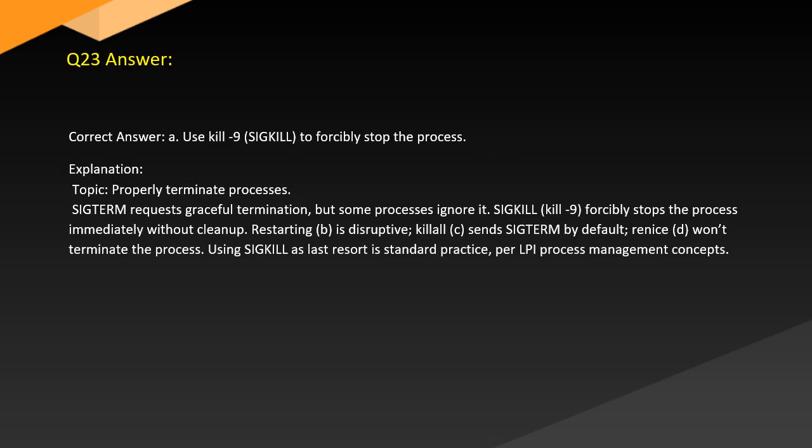Answer. Correct answer. A. Use kill -9 SIGKILL to forcibly stop the process. Explanation. Topic. Properly terminate processes. SIGTERM requests graceful termination, but some processes ignore it. SIGKILL, kill -9, forcibly stops the process immediately without cleanup. Restarting (B) is disruptive. killall (C) sends SIGTERM by default. renice (D) won't terminate the process. Using SIGKILL as a last resort is standard practice. LPI process management concepts.